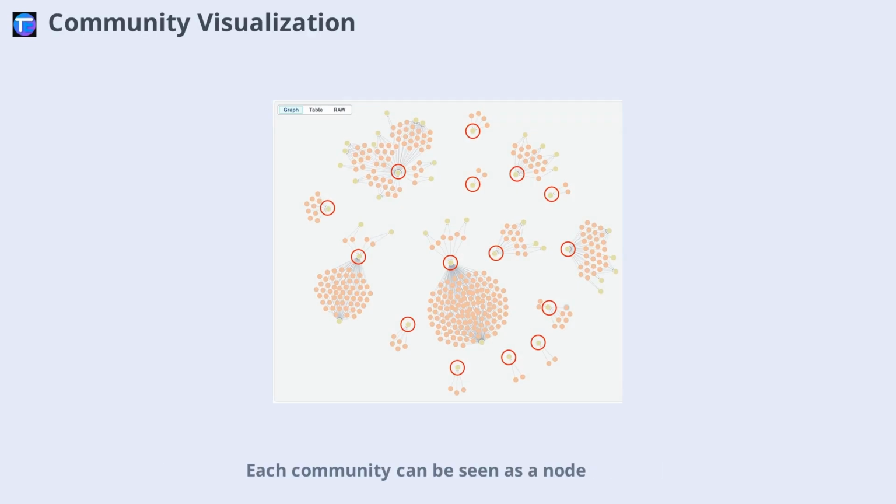Each community can be seen as a node with its own set of entities and relationships. For example, you might see a root community with several subcommunities, each focusing on a specific theme or set of events. This visualization helps identify overarching topics and how different parts of the document are interconnected. It's a powerful way to gain big-picture insights from complex data.